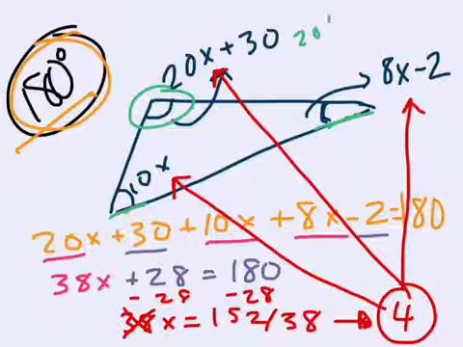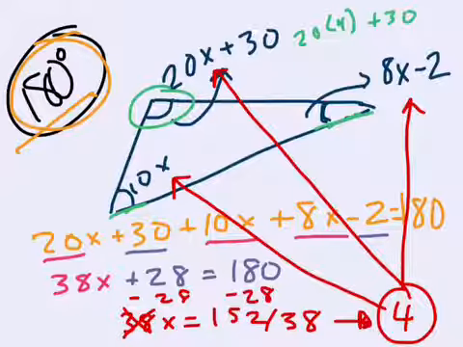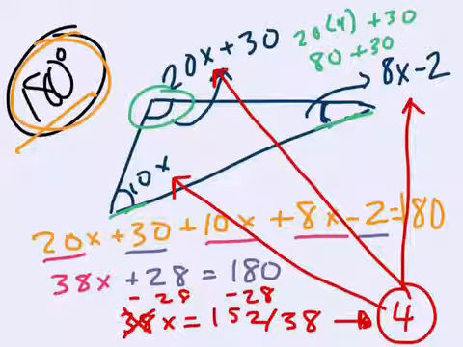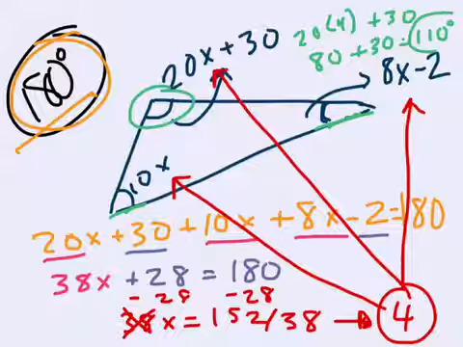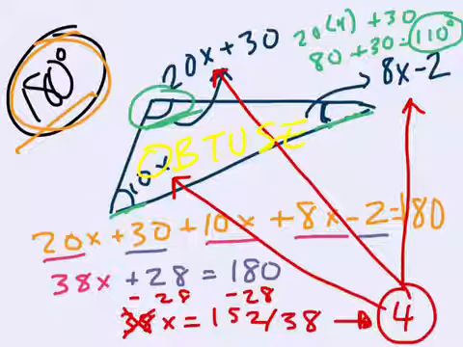So 20 times 4 plus 30. Well, 20 times 4 is 80. 80 plus the 30 is 110. And 110 degrees is larger than 90. So since this one angle is 110 degrees, we know that this is an obtuse triangle.